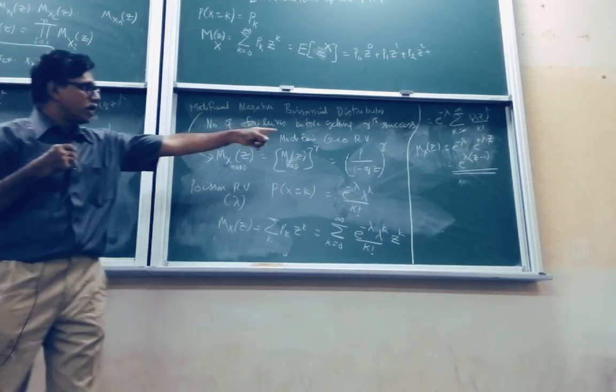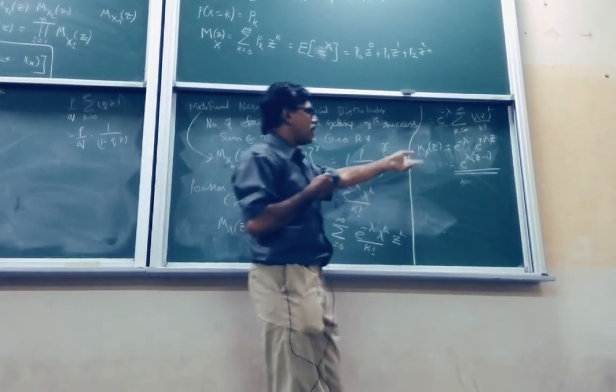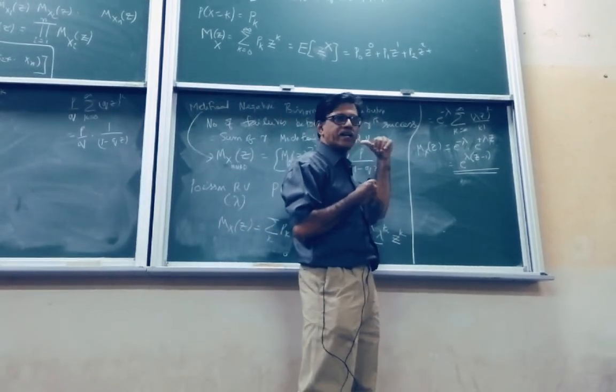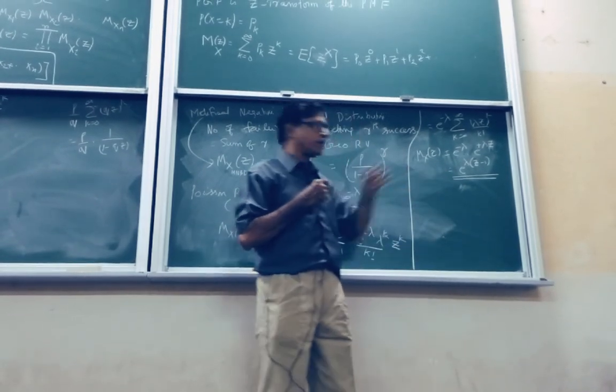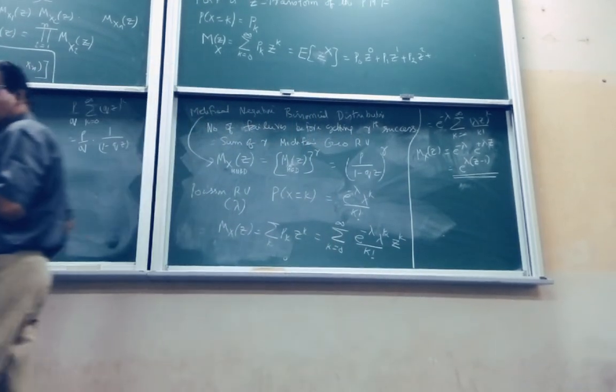So you can now look at differentiating once at z equal to 1 to get the mean, the expectation, and the variance of Poisson. You can try this one. So we will stop at this.